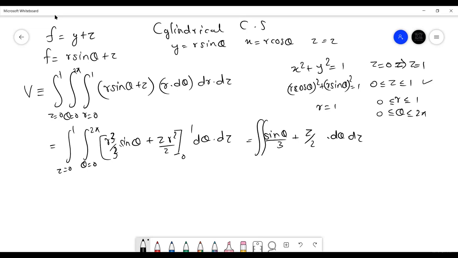After that, it's straightforward integration. I think you can handle that. You have to integrate this once by theta. If you integrate once by theta, it gives us minus cos theta by 3 plus z theta by 2, where the range would be 0 to 2 pi, into dz, with z from 0 to 1. Then you substitute and integrate by z. So cos 2 pi and cos 0 cancel out, and the 0 term cancels out again. You'll get z into 2 pi.